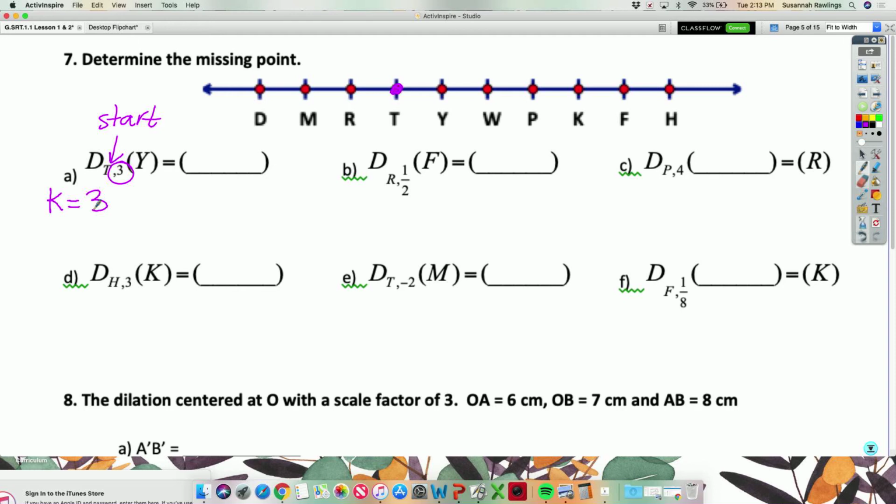So we want to find our original length of this line segment. So it's from T to what point? What's the other point they gave me? Y. So that's telling me this is my original segment right there. How many units is that? It's just 1. So I'm going to do my pre-image times my scale factor to get my image.